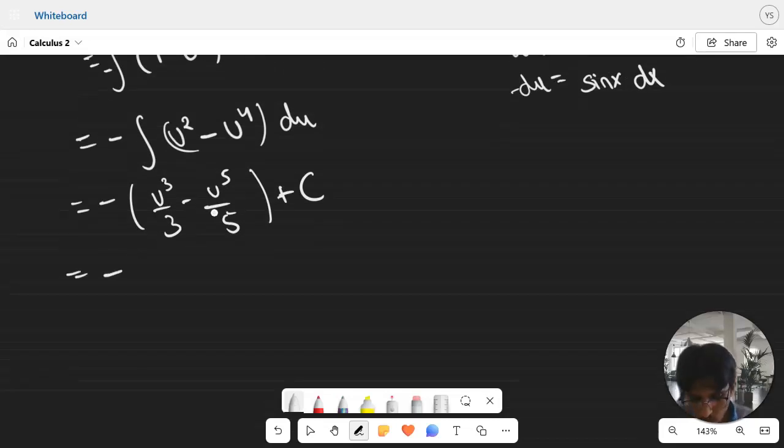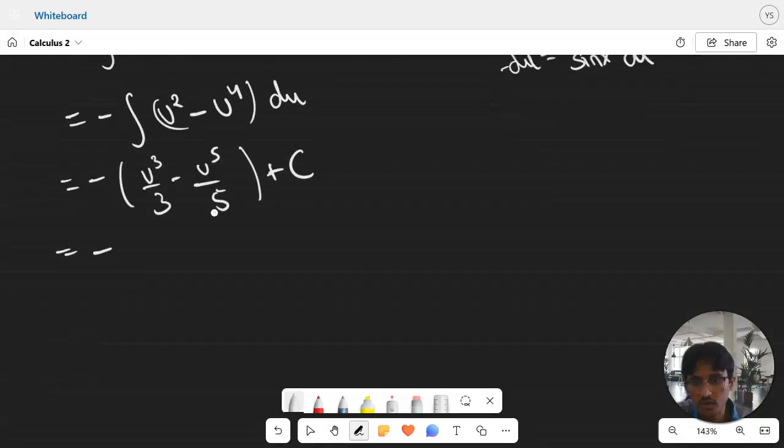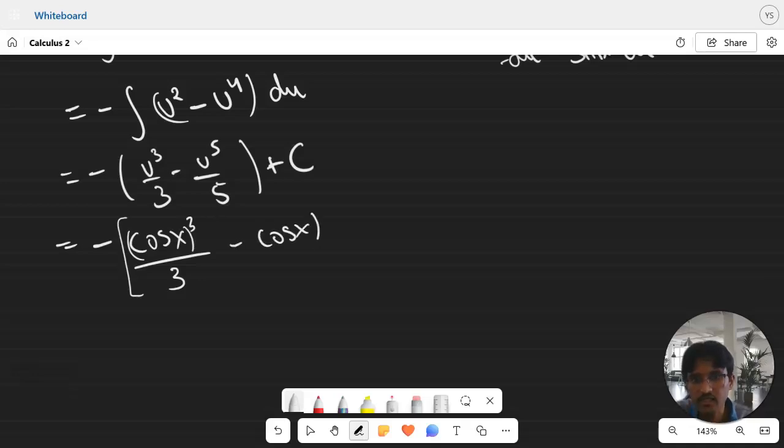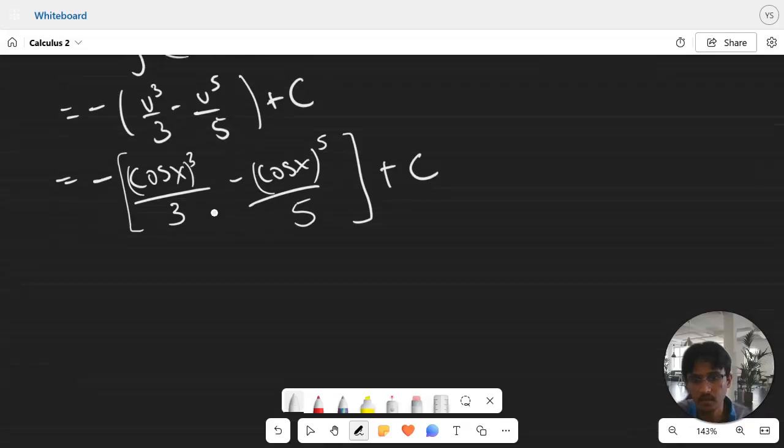Now we just plug in what our u was. What was our u? Cosine of x. So it's negative, in brackets so that we can multiply the negative sign afterwards, cosine of x cubed over 3 minus cosine of x to the fifth over 5, plus c. Now we could multiply that minus sign.